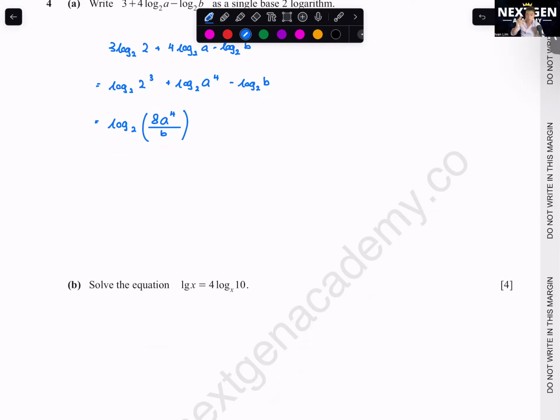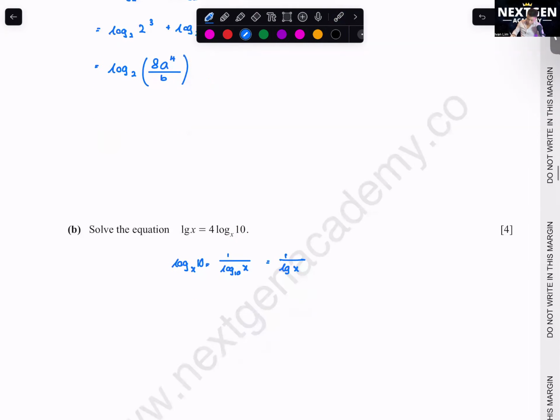When we want to change between the argument and the base, these two values, we can do the inverse of it. So log_x 10 can be written as 1 over log_10 x, which is 1 over lg x. So lg is log 10. So lg x equals 4 multiplied by 1 over lg x.